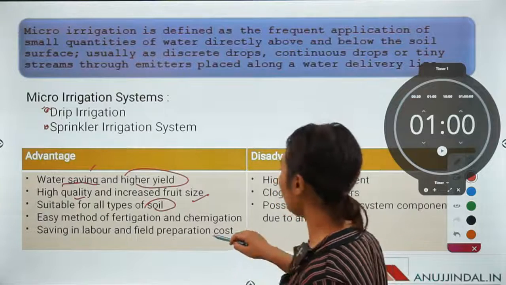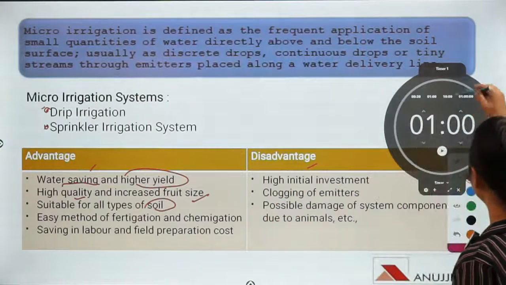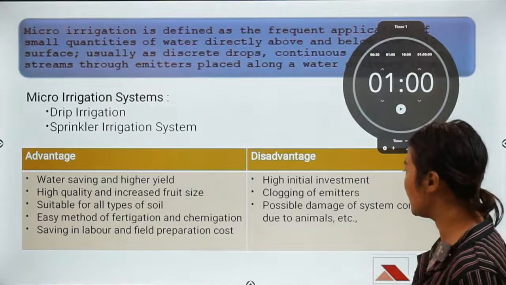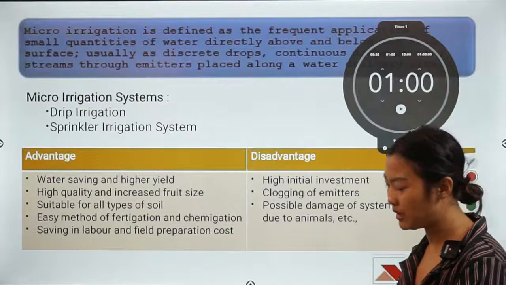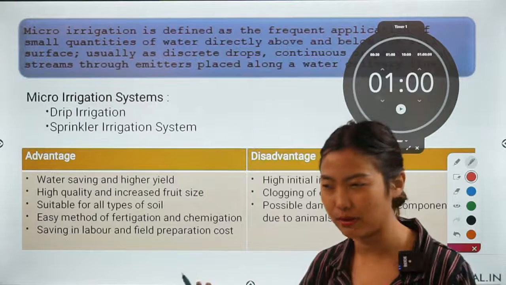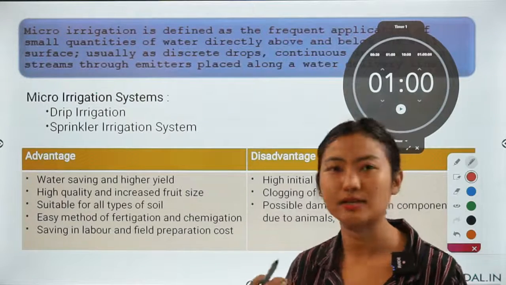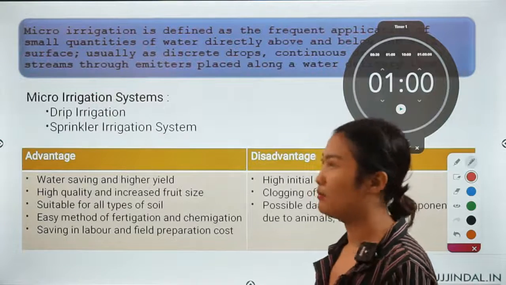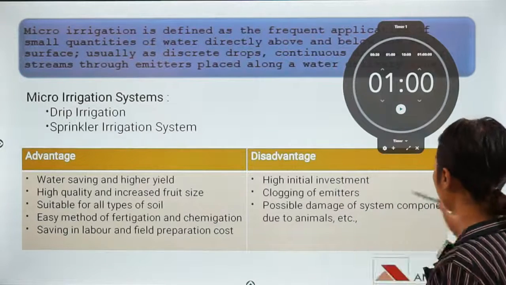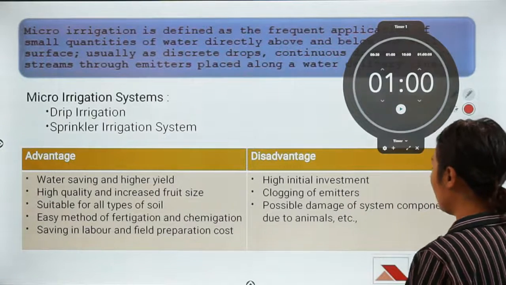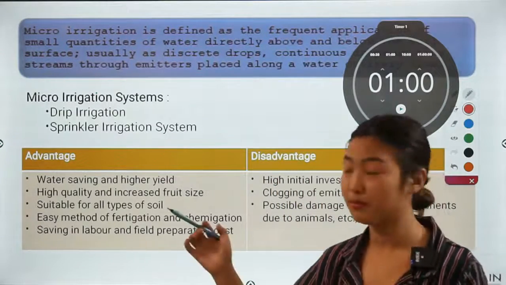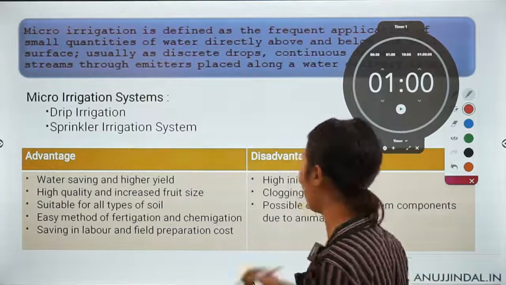All right, so the disadvantages: high initial investment and clogging of the emitters. Emitters are the pipelines or places where the water comes out from. There might be chances of particles like small sand particles or dew and maybe algae formation, which might clog the emitters. Also, possible damage to system components due to animals, etc. So these are some of the disadvantages.